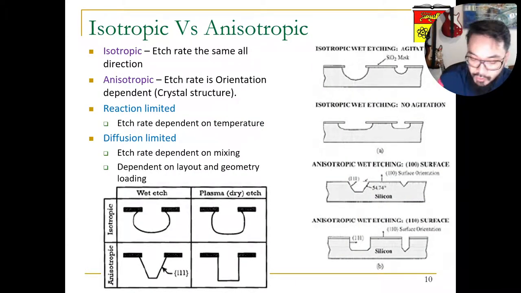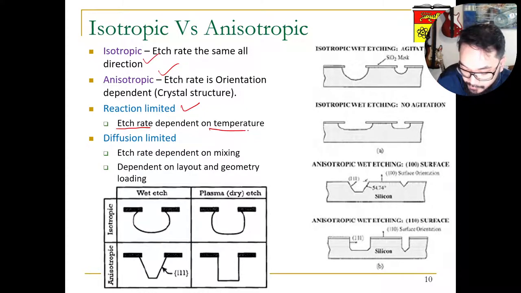So again, isotropic and anisotropic etching, we know the difference between them. Our etching can be reaction limited, whereby the etch rate depends on how fast the chemical reaction is taking place, and we know that a chemical reaction can be increased by increasing the temperature. If the chemical reaction is increased, the etch rate is also increased, because etching by liquid is basically just a chemical reaction. Not just wet etching, dry etching also can be based on chemical reaction, but not necessarily. Dry etching can be either chemical reaction or physical etching, but wet etching is always chemical reaction. So the etch rate is dependent on temperature because it is reaction limited.